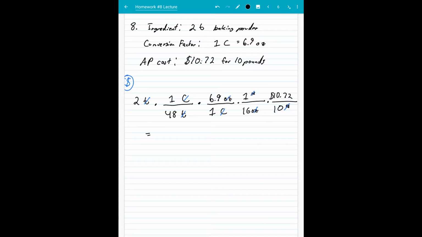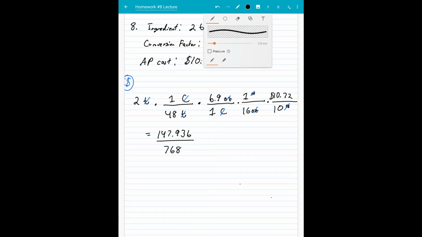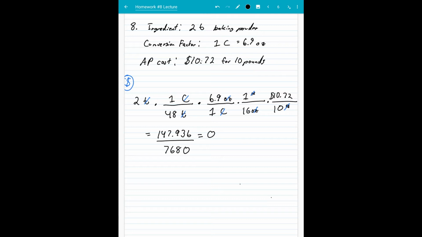Again, easiest way is to multiply everything on the top. 2 times 6.9 times 10.72 gives us 147.936, divided by 48 times 16, which is 768. Go ahead and divide those two numbers out. The extra 0 right here is because I forgot to multiply it by the 10. And that gives us 0.019265. Now we want to, again, round it right here. So we need to round this number right there. It has to be rounded up to the next unit. So that would be 0.02.